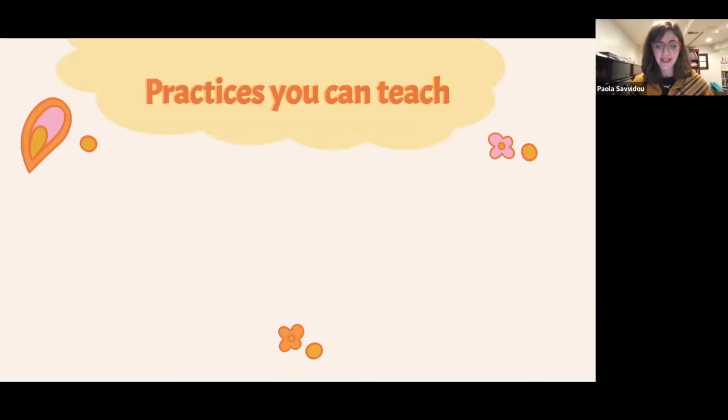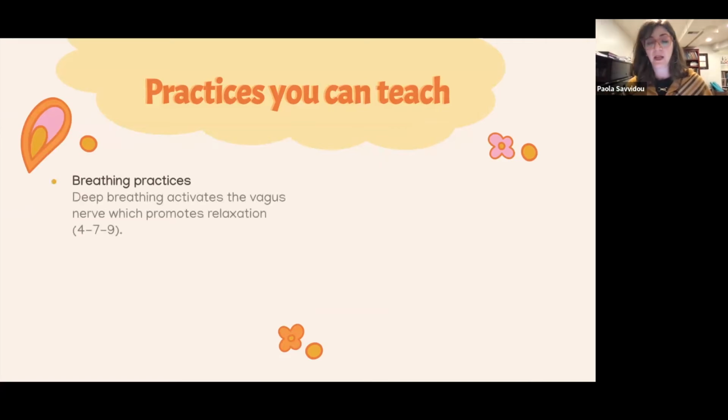So here's some things that you can teach. These are not directly related, obviously, to teaching the music, but things that are supporting, right, the dealing with performance anxiety. So breathing practices are definitely things you can very easily incorporate into every lesson if you wanted to. Deep breathing activates the vagus nerve, which promotes relaxation.